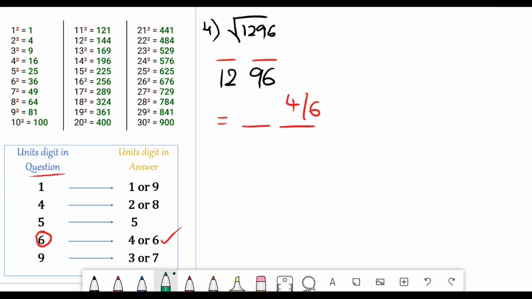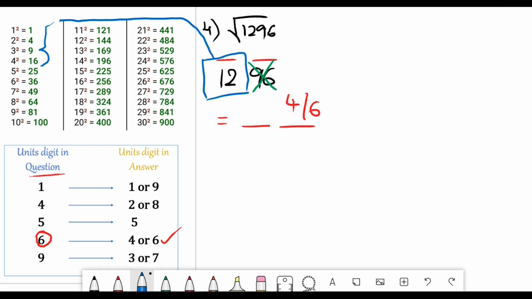Now ignore the last 2 digits. What is the remaining part of the number? That is 12. It lies in between 9 and 16. So we can take the smaller number, 3. Hence 3 is the tens digit of the answer. Either 34 or 36 will be the square root of 1296. We have to take the tens place number.